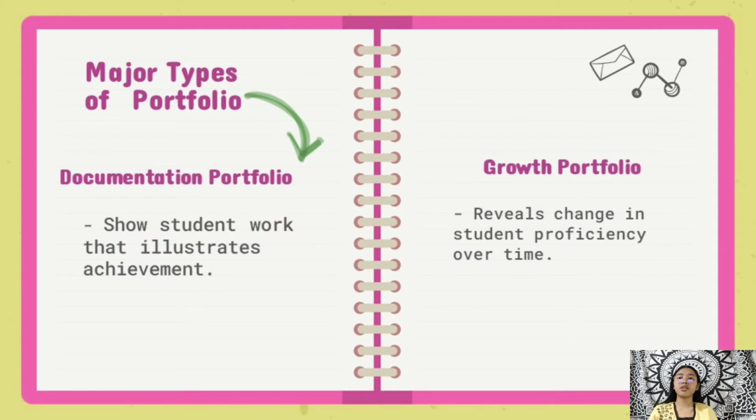Now let's move to the major types of portfolio. There are two types. These are the documentation portfolio and the growth portfolio. So the documentation portfolio shows the student work that illustrates achievement, while the growth portfolio reveals change in student proficiency over time.